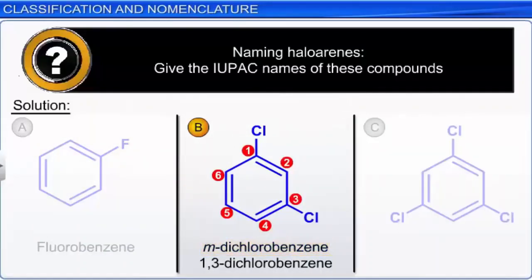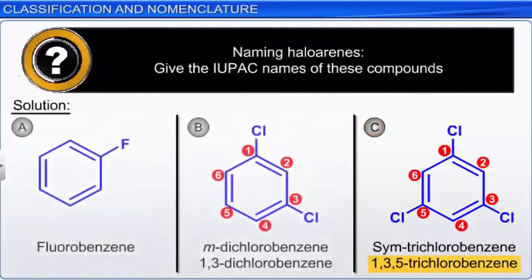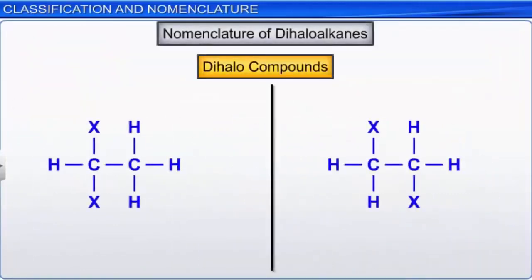Dihalogenated compounds with the same type of halogen atoms can be classified based on whether the halogen atoms are on the same or adjacent carbons. If the 2 halogen atoms are bonded to the same carbon atom, then it is called a geminal dihalide. Geminal dihalides in the common system are named alkylidene halides. In the IUPAC system, they are named 1,1-dihaloalkanes.